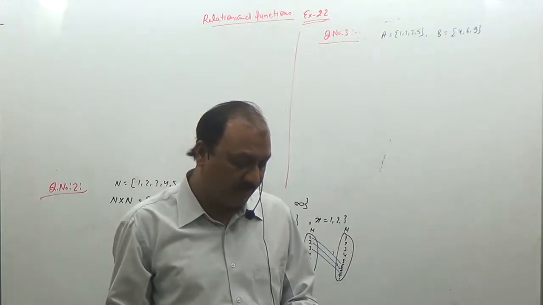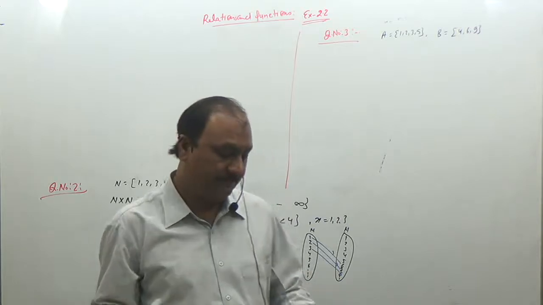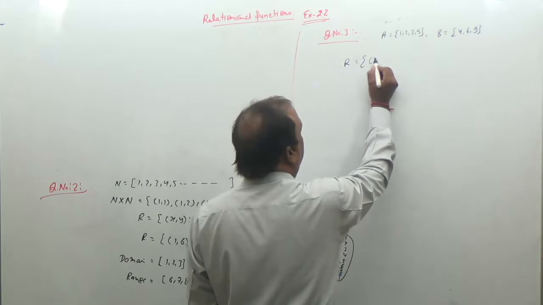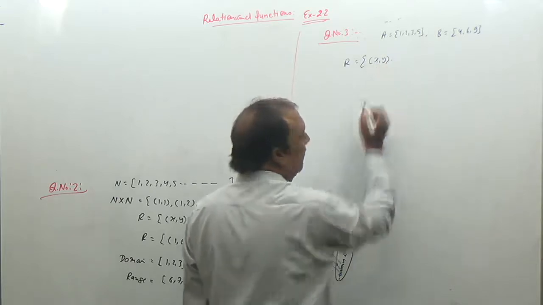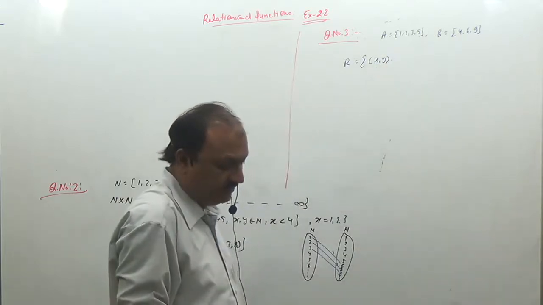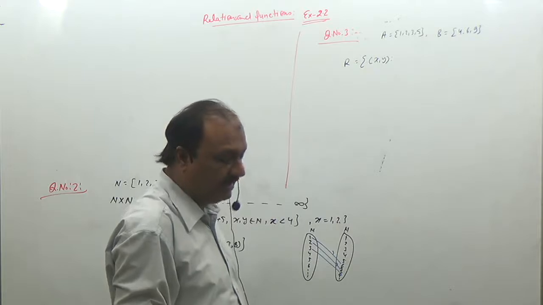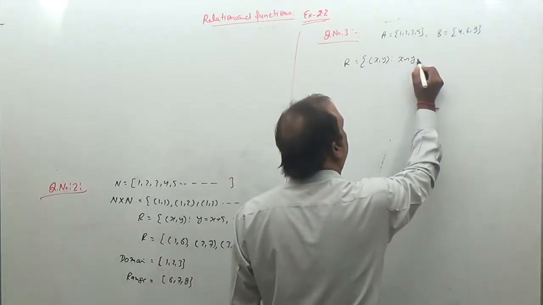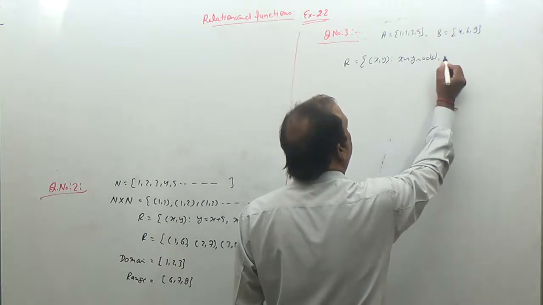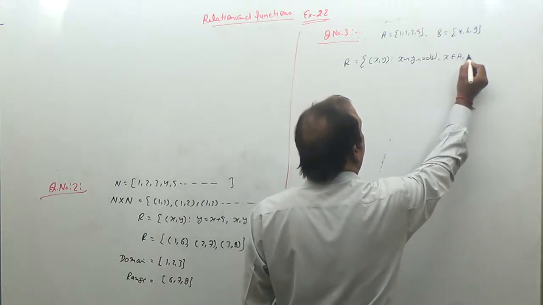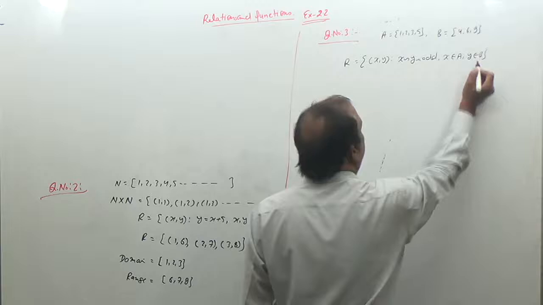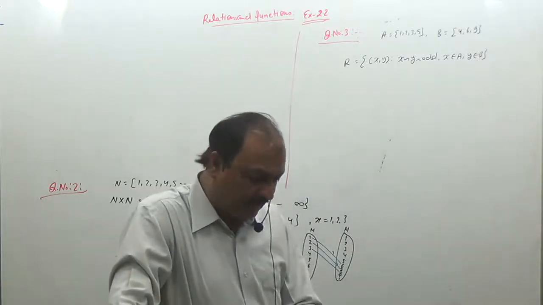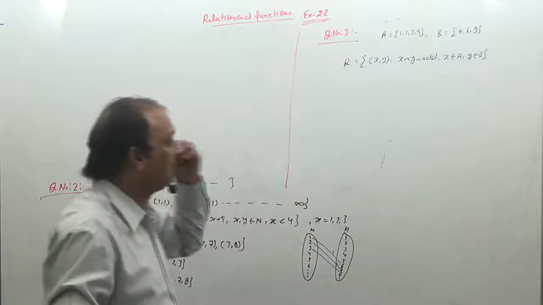Define a relation from A to B by R is a relation which has ordered pairs (x, y) such that the difference between x and y is odd, where x belongs to A and y belongs to B. So write R in roster form. The question is to write it in roster form.